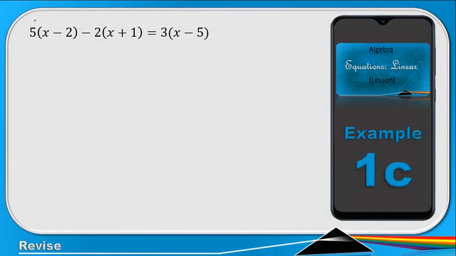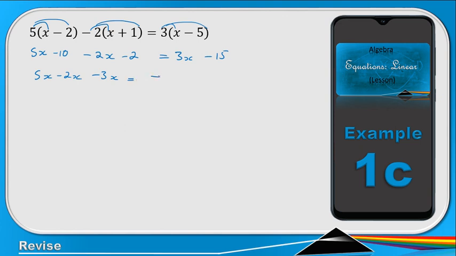Okay, and once again we follow the same steps, multiplying in the 5 here, the negative 2 here, and the 3 over here. So we have 5x minus 10 minus 2x minus 2 equals to 3x minus 15. And then we are going to take all our x's to the one side: 5x minus 2x minus 3x equals to negative 15 plus 10 plus 2. So here we have 0 equal to, and then over here we have negative 3.